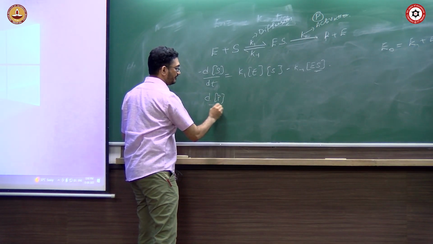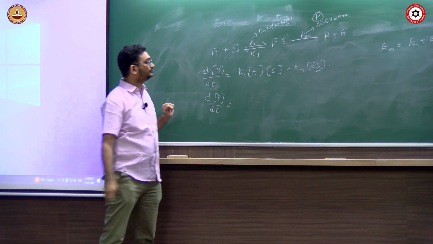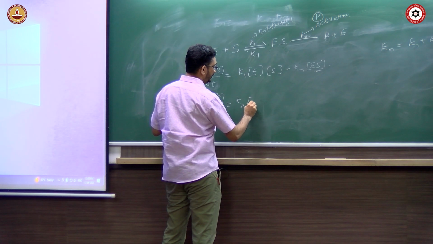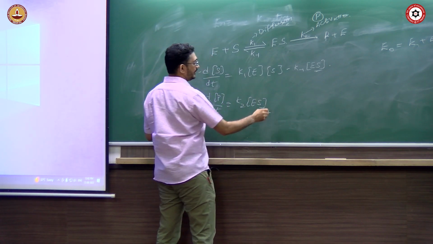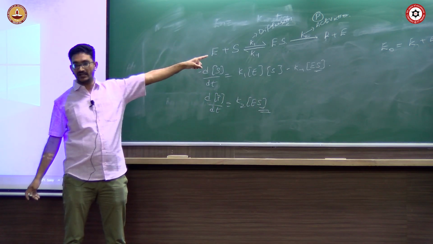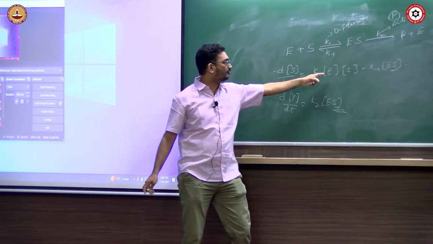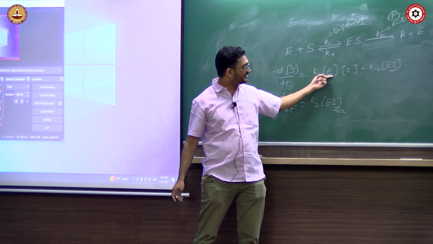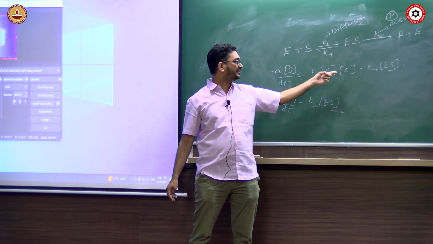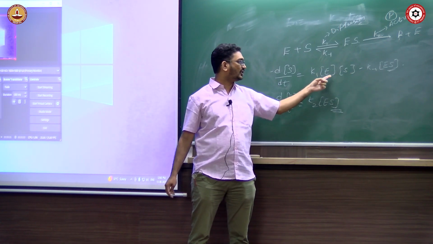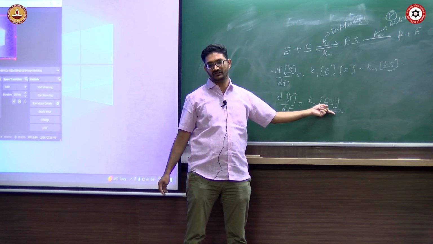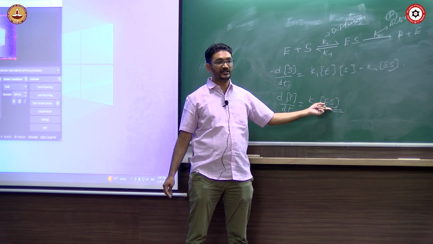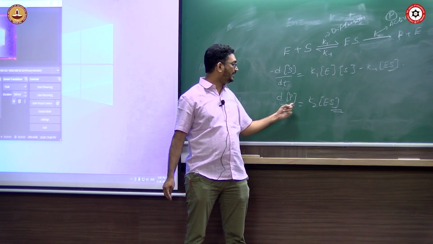What is the rate of formation of product? K2 into the concentration of ES. If you want to determine the rate of this reaction, this will be easier, because here E is changing, S is changing, but if you are keeping it as initial rate, this will remain constant. But ES is an intermediate, right? You cannot have an intermediate in the rate of reaction. So dP by dt is K2 into ES.